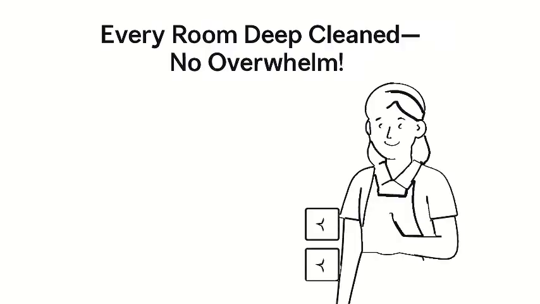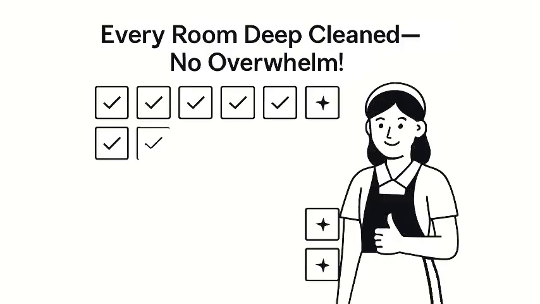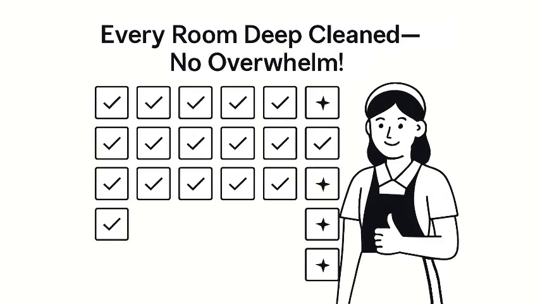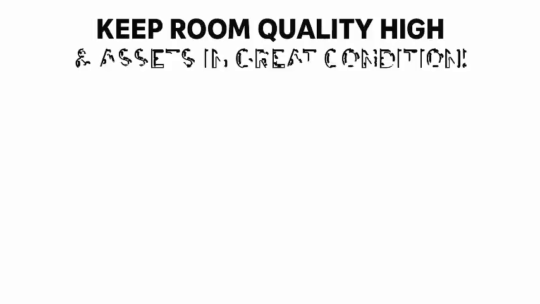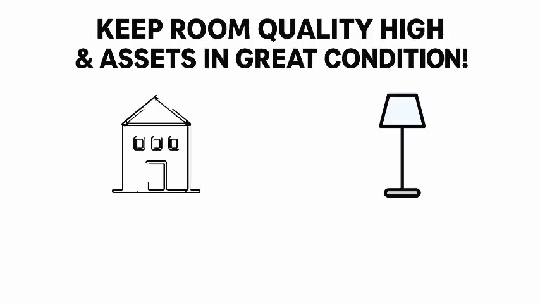At the end of the month, every room has received a full deep clean, done steadily, without overwhelming staff. Use this 30-day rotating SOP to keep room quality high and assets in great condition.